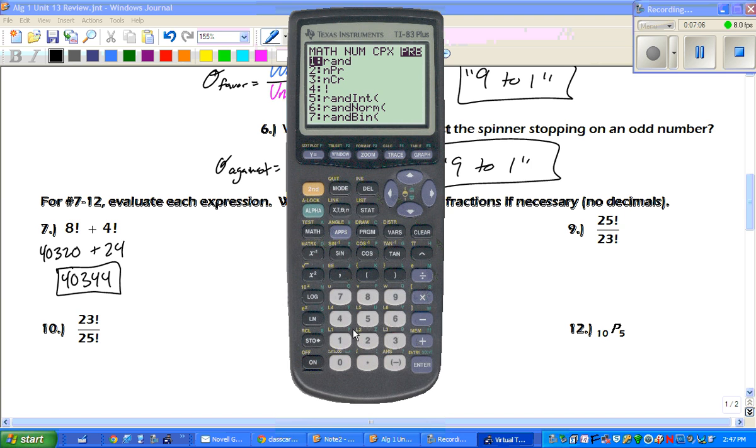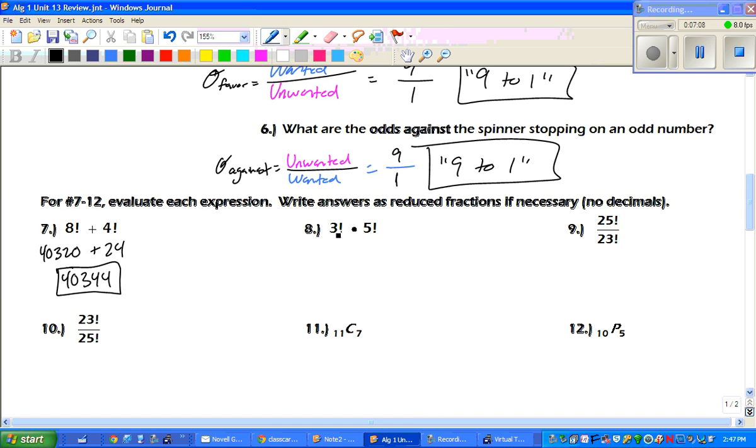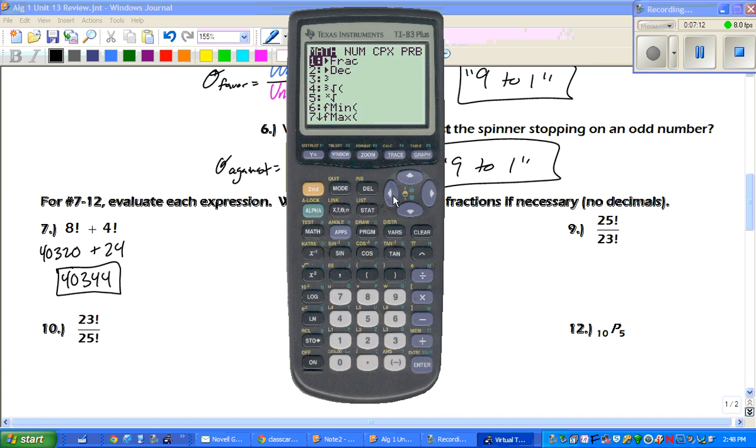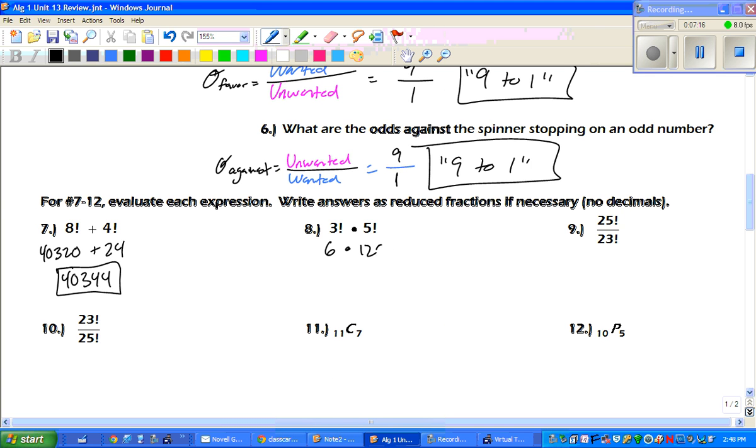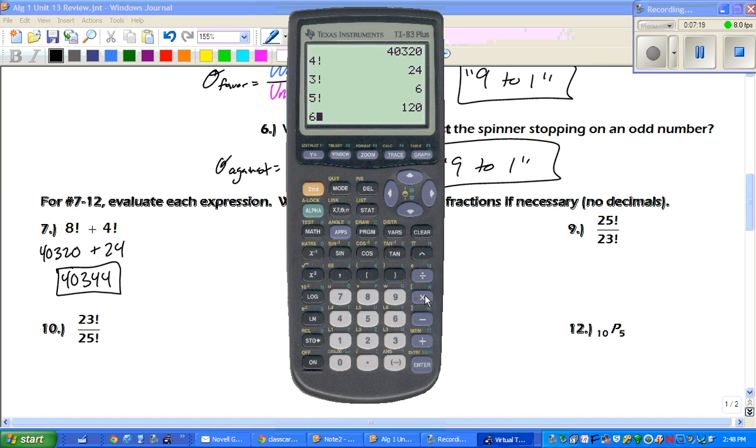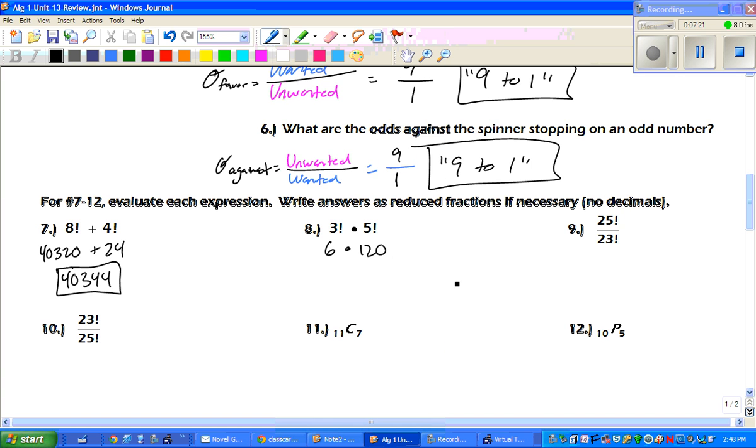Now, 3 factorial is 6 times the factorial of 5, which is 120, and then 6 times 120 gives us 720.